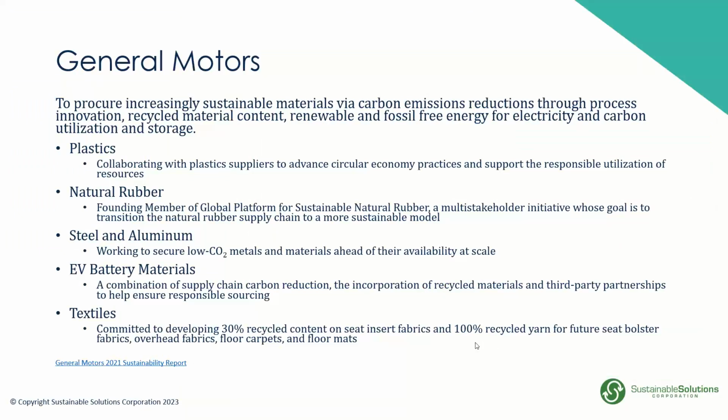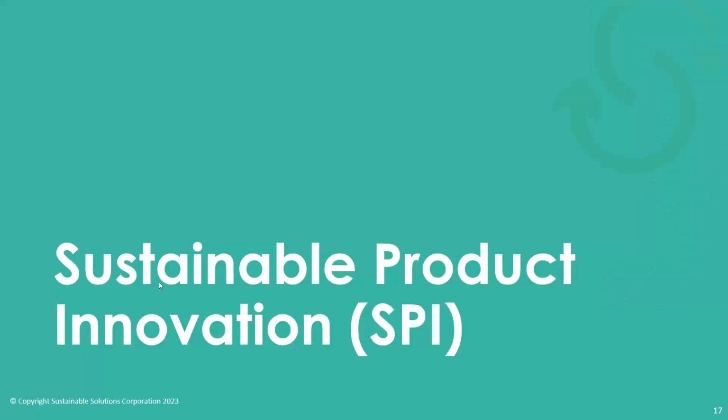And then we see companies like General Motors, and we got this right out of their sustainability report, publicly committing that they're looking to procure increasingly sustainable materials via carbon emissions reductions through process innovation, recycled material content, renewable and fossil-free energy for electricity, and carbon utilization and storage. And they're identifying plastics, natural rubber, steel, aluminum, EV battery materials, and textiles as different things that they're asking their suppliers to start thinking about. So here's a driver from a direct customer asking you, a supplier, to figure out how you're going to provide a more sustainable material to a company like General Motors. That's a big deal. And these are the things that are really promoting this sustainable product innovation thinking.